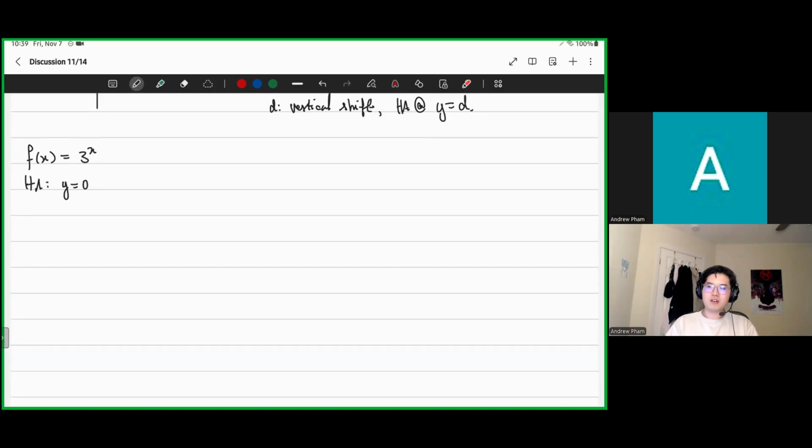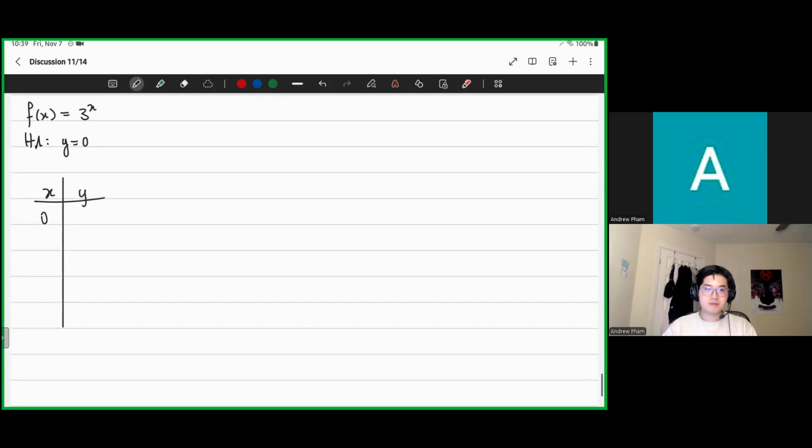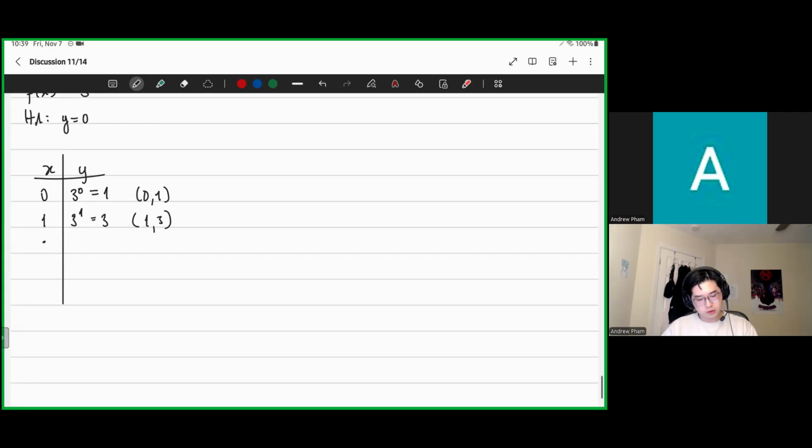And then you basically graph by first principles, right? So you use test points. So let's go ahead and do so. If I draw my x and y table, and have a couple of spots. So when x is 0, I have 3 to the 0, and that's just 1. So 0, 1 is a point. Let's do 1. 3 to the 1 is 3. So I have a point at 1, 3. If x is 2, I have 3 squared, and that's just 9. So I have 2, 9. So I have those 3 points.